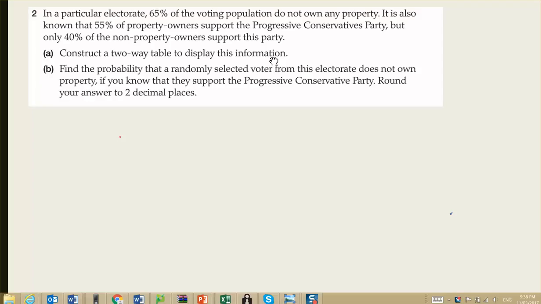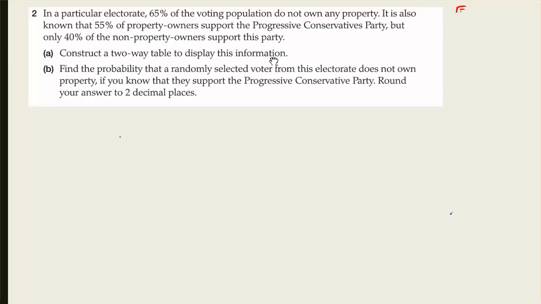Year 10 Methods Pathways, we're going to look at question 2 from exercise 10.5. We're looking at conditional probability. Now, we're asked to construct a two-way table of the following information. This is not a straightforward two-way table because the information given is not quite as straightforward. I'll tell you how it's different.